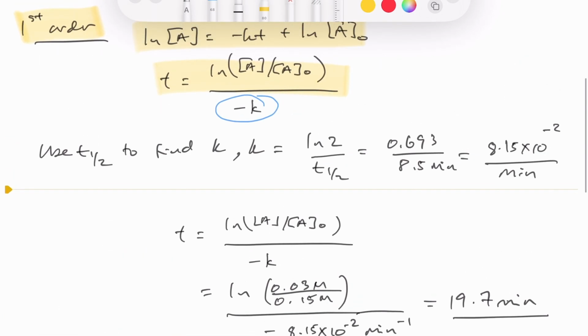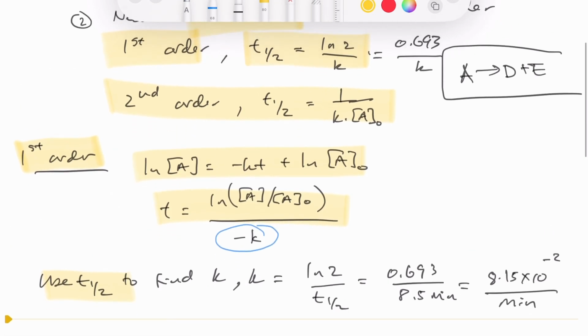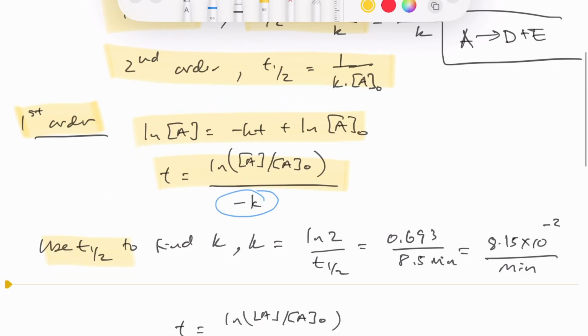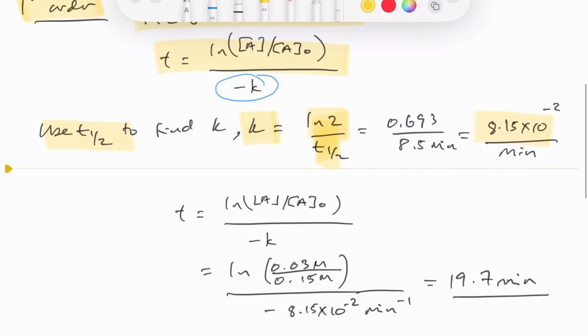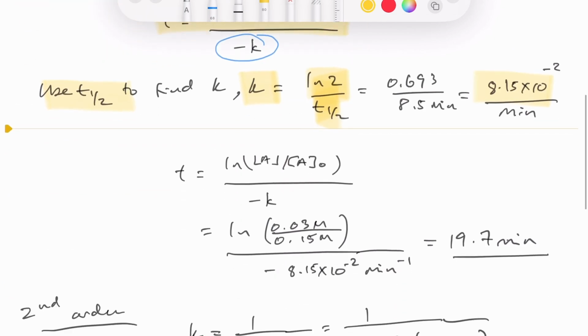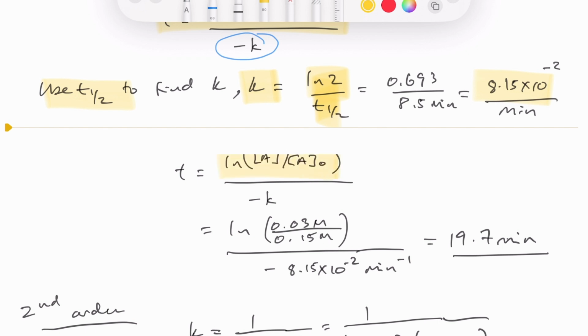So to get the rate constant, I'm going to use my half-life. The equation for the half-life is T1/2 equals ln 2 over k. So that means that k is going to be equal to ln 2 over T1/2. I have both of those numbers in my problem, so I'm just going to substitute that in and find that my rate constant is equal to 8.15 times 10 to the minus 2 per minute. Once I have that, I substitute it back into the integrated rate law to solve for time. I have these two numbers right here, the A and the A naught. I also have the rate constant, and substituting those in should give me 19.7 minutes for the answer if the reaction is first order.